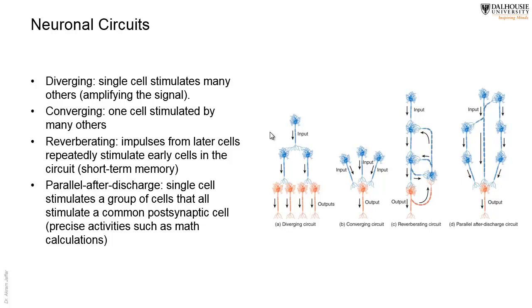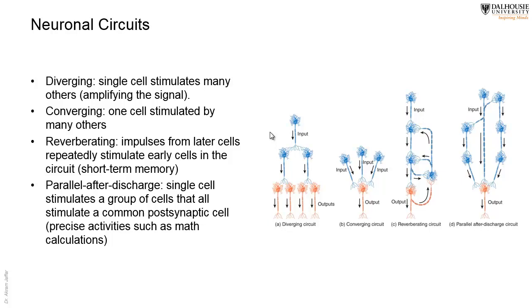So some of these circuits are diverging, like this one. One neuron affects multiple neurons, and these multiple neurons affect multiple neurons, so there will be an amplification of the signal. Or it will be a converging circuit, so multiple neurons affecting one neuron only.